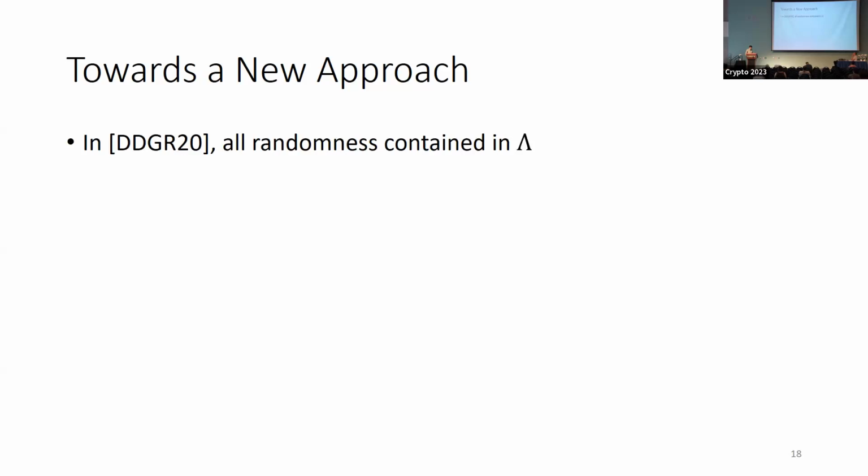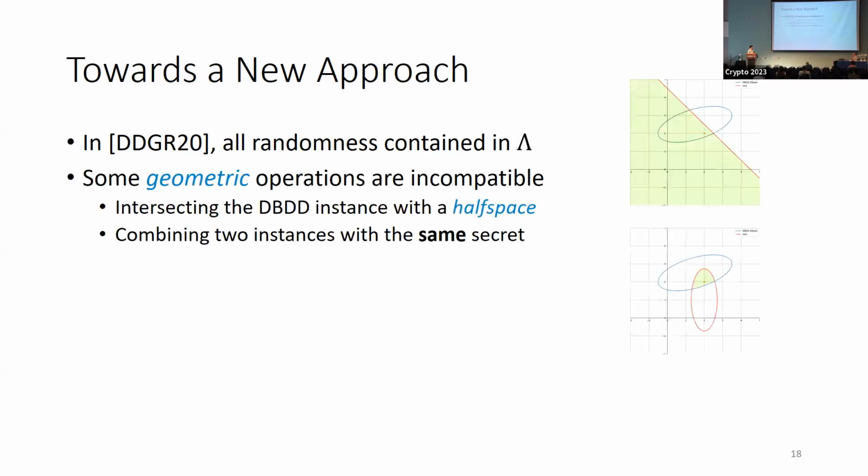So when we're talking about the prior work, all the randomness is contained in your lattice, right? Your LWE system, your constraints. Every time you get a new instance, it's contained in your lattice. And what that means is that some geometric operations are actually incompatible with this original formulation of the DBDD problem. Because, for example, imagine you're intersecting your DBDD instance with a half space, or combining two instances with the same secret.